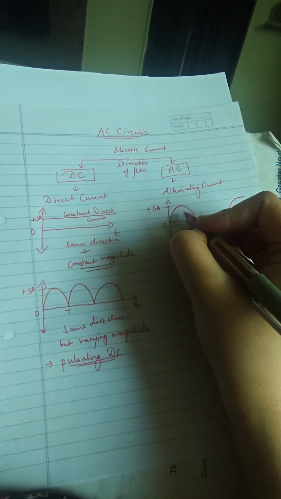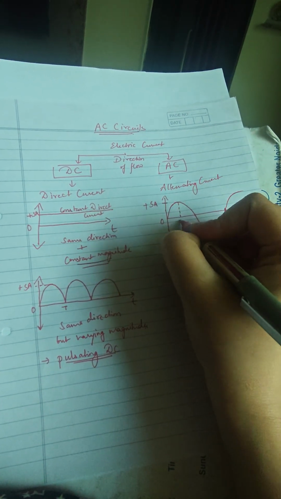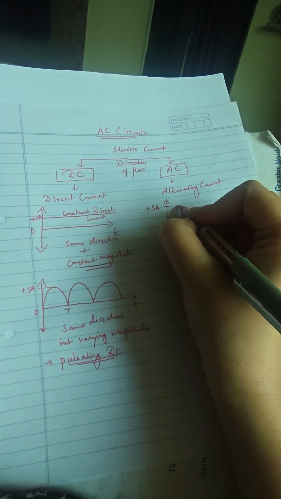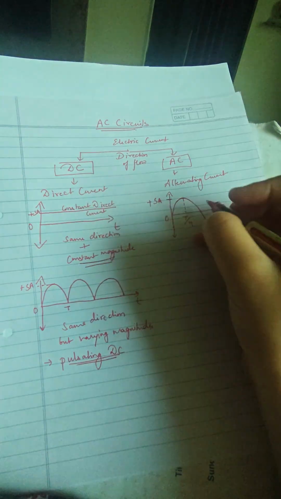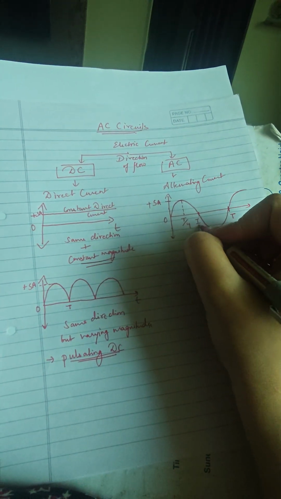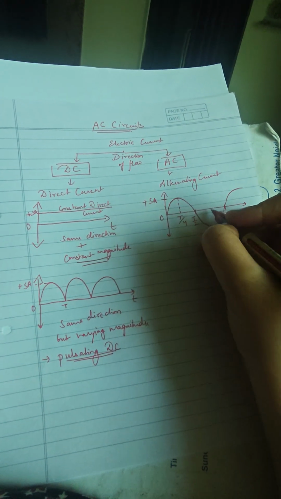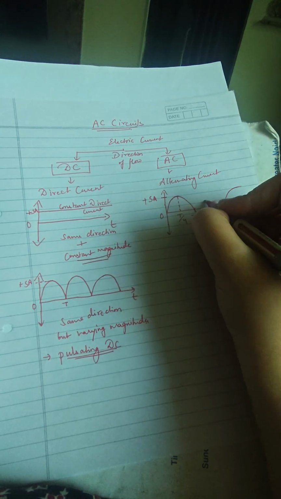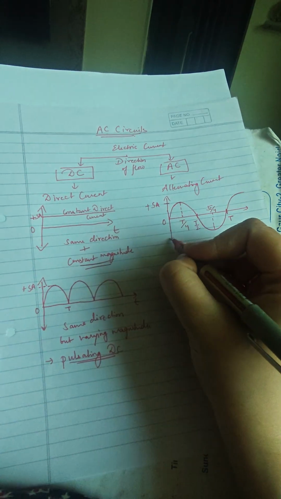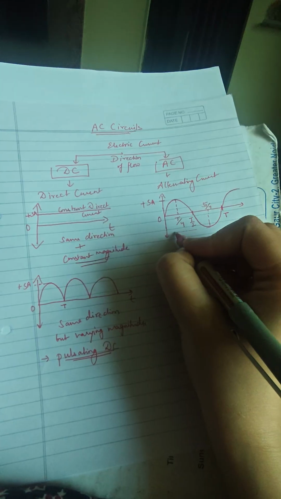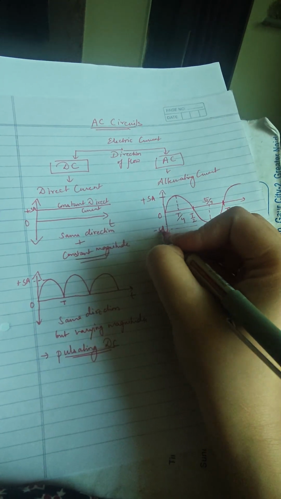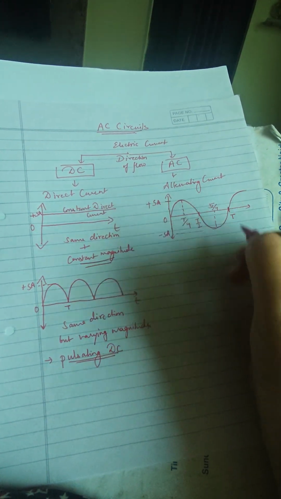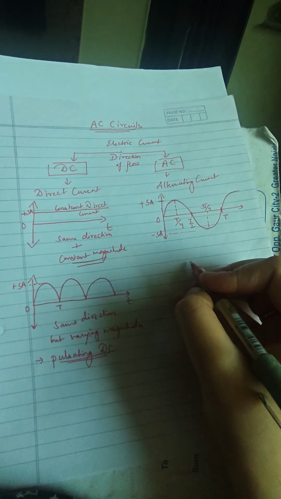So current basically in time t by 4 increases to its maximum value in the positive direction. Then in time t by 2 it becomes 0, and then again in time 3t by 4 it reaches its maximum value but in the opposite direction, and then at t again it becomes 0.